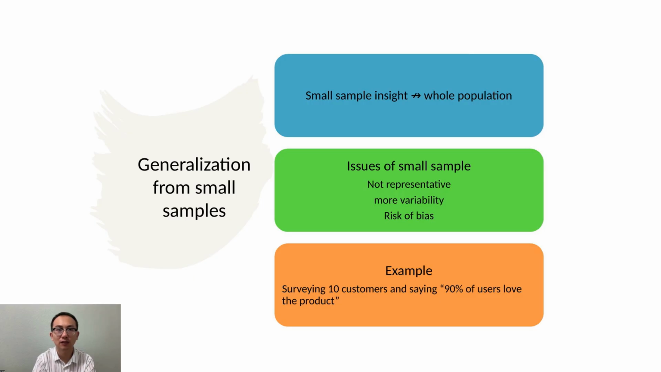Another issue to address in responsible analytics is overgeneralization, drawing big conclusions from small data sets. Why is this a problem? Small samples aren't representative. They show more random variation, and they can easily be biased. For example, surveying 10 people and saying 90% love our product doesn't mean much. Use larger, well-selected samples when making general claims.